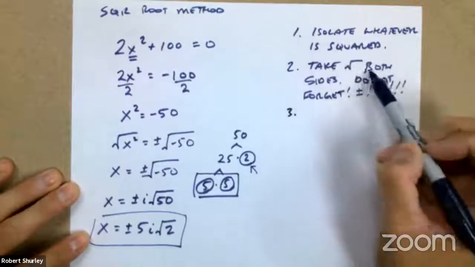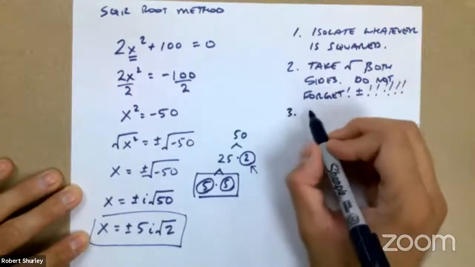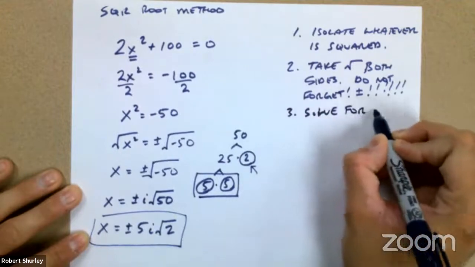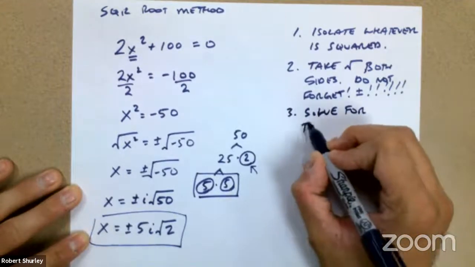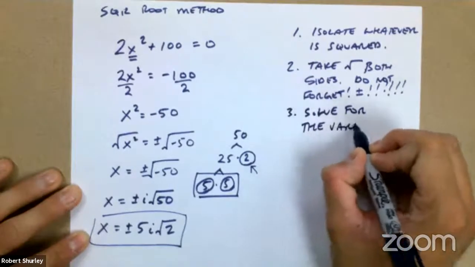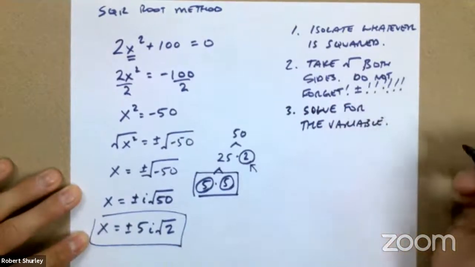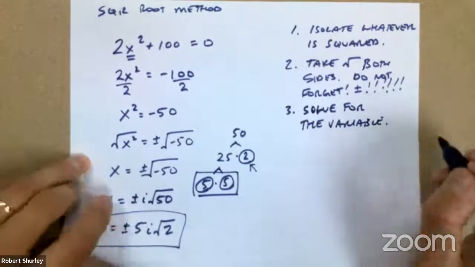I need to finish this. So take the square root of both sides, do not forget, and then solve for x. Solve for the variable, okay?